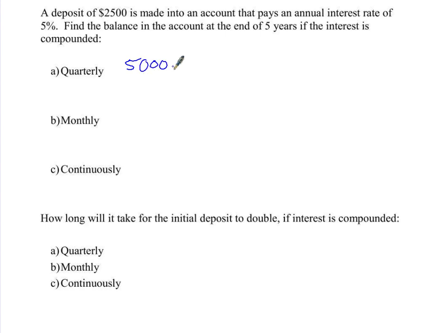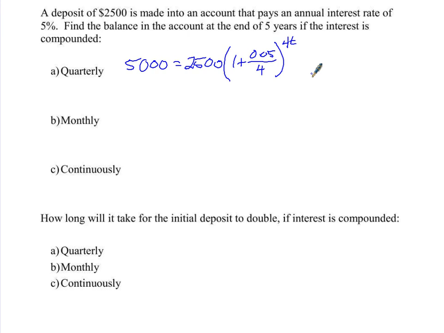5,000 equals 2,500 times 1 plus 0.05 over 4, to the 4t, because we want how long. We don't know how long, so t is our variable here.